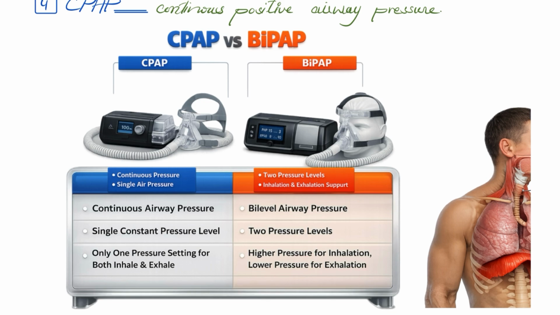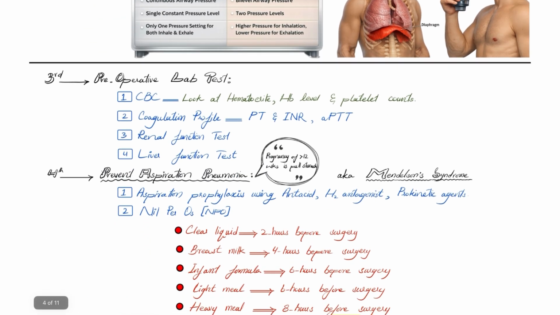Now, the third thing that you have to do is some important pre-operative lab tests like CBC, complete blood count. Look at hematocrit, hemoglobin level, and platelet counts. Then coagulation profiles such as PT-INR and APTT, renal function test, and liver function test. These two tests are important because we need the kidneys and liver to be functional.